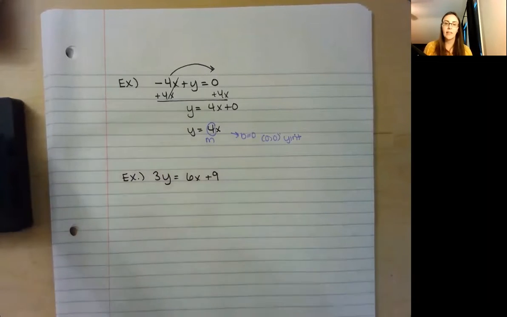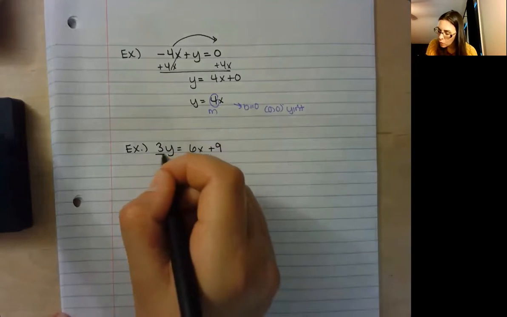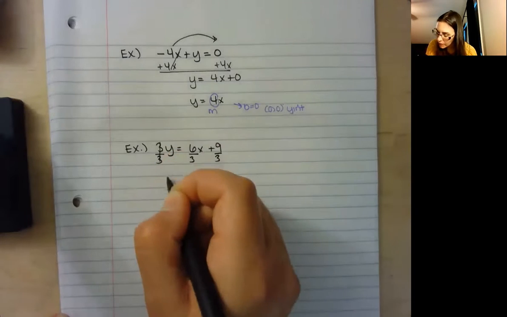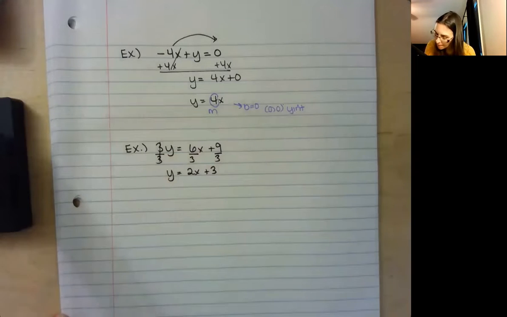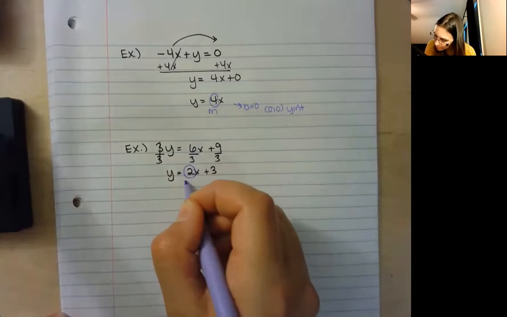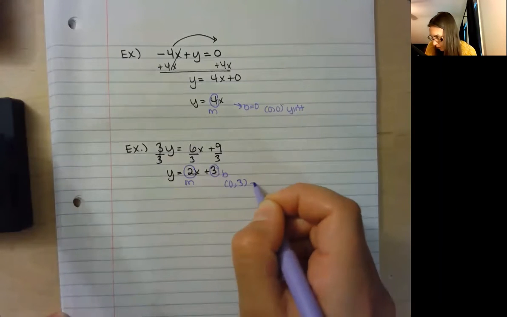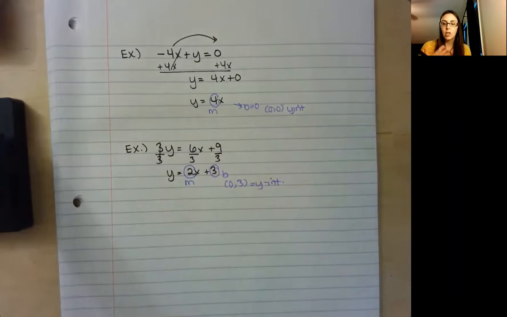So maybe I have something like this: 3y equals 6x plus 9. And you're saying, well, it's almost there, right? The x is already over, but the y still has a 3. So here I may only have to do one step instead of both steps to move everything around. So just another way that we find slope.